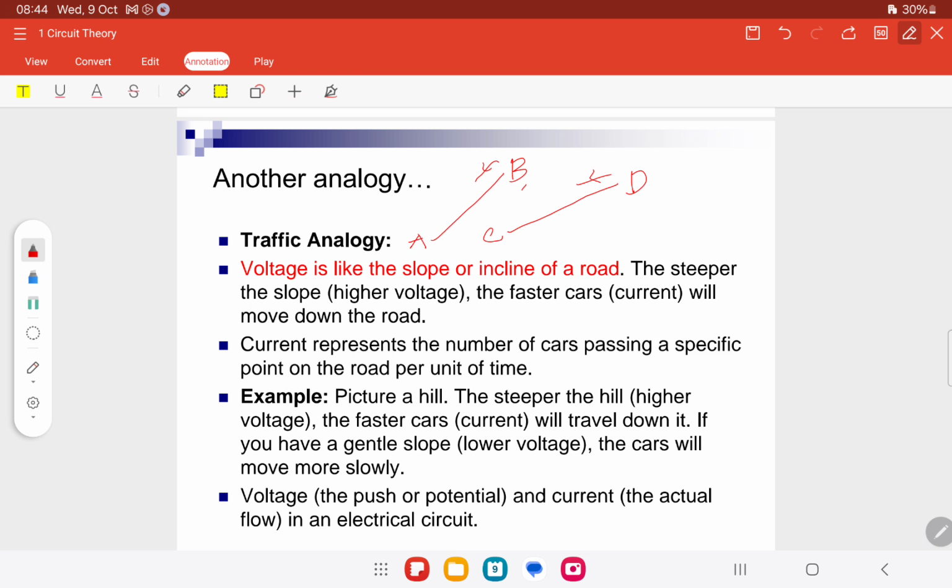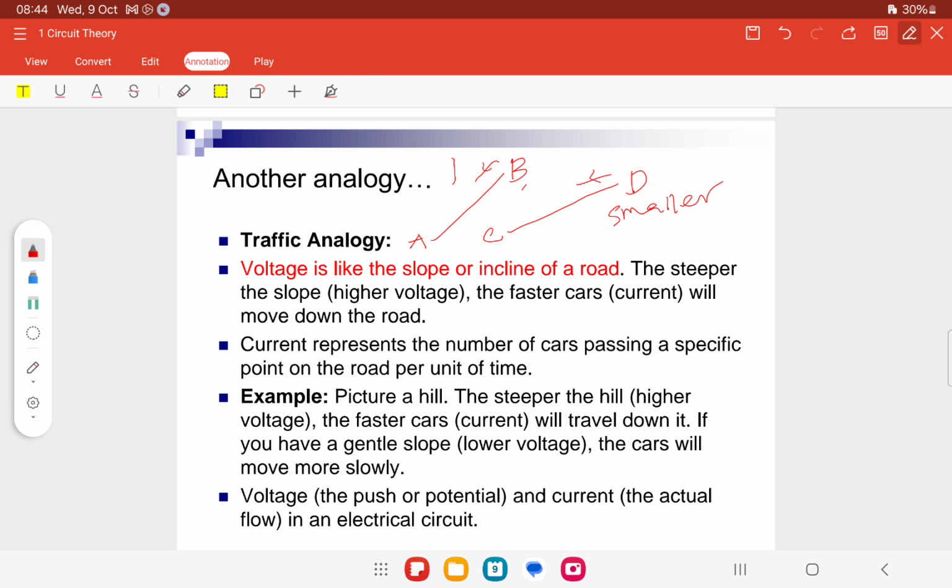BA. Why? Because it is steeper. Okay, meaning that this is the analogy for the bigger voltage. Bigger voltage. Okay, for C and D is smaller voltage. Smaller source. Okay, it is gentler. So, if we put the car at the top, the B and A, which one reaches the bottom faster?